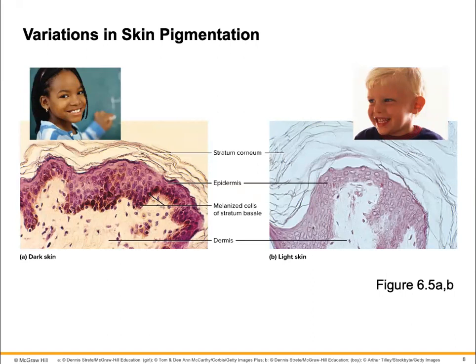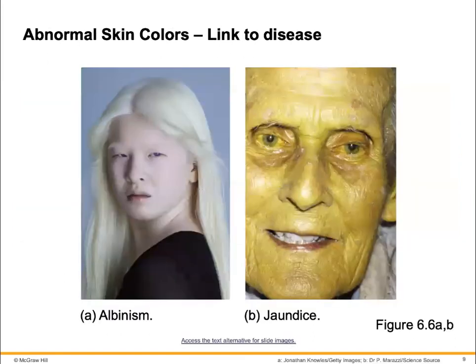We can also use skin pigmentation or different skin colors to link things to disease. Your book gives you 2 images, but there's a lot of other variations. So I'm going to address the ones that are on the image, then I'm going to talk about a couple of the others. So albinism is when your skin appears white, and also typically your hair would appear white because of a genetic lack of melanin.